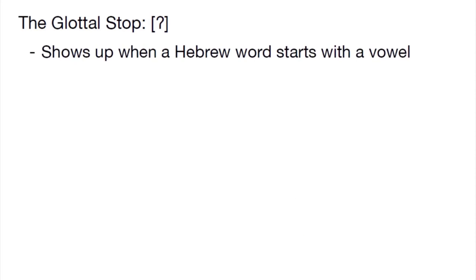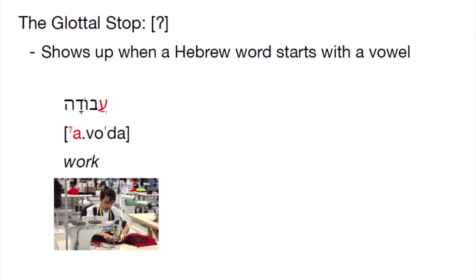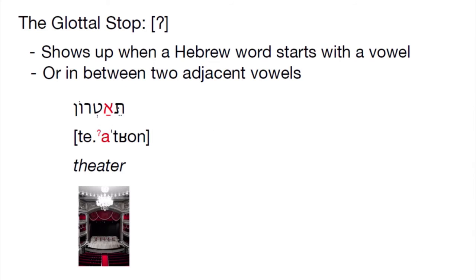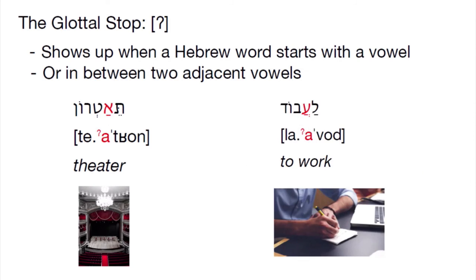They show up when a word starts with a vowel, as in avoda, and they also show up pretty frequently in between vowels. For instance, in theater, teatron, it shows up in between the e and the a vowel. In la'avod, it shows up in between the two a vowels, la'avod. In IPA, it's basically a question mark without a dot on the bottom.